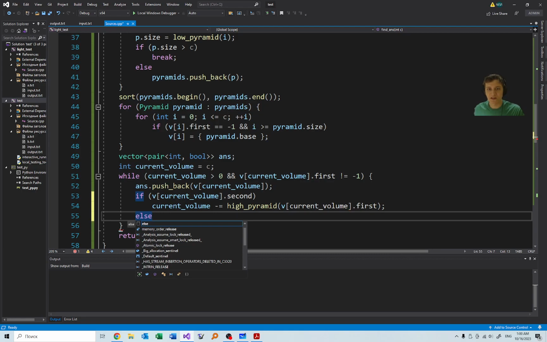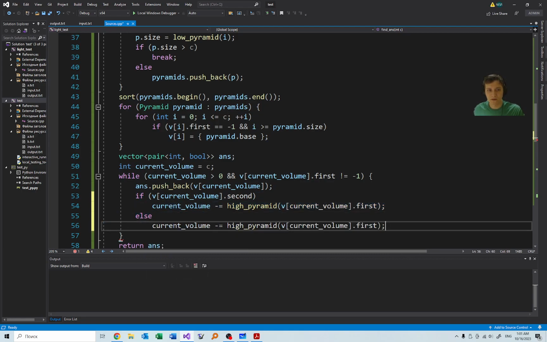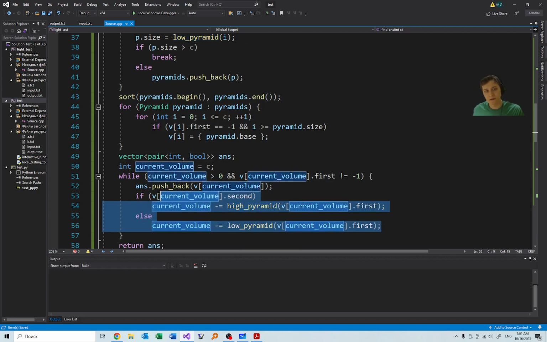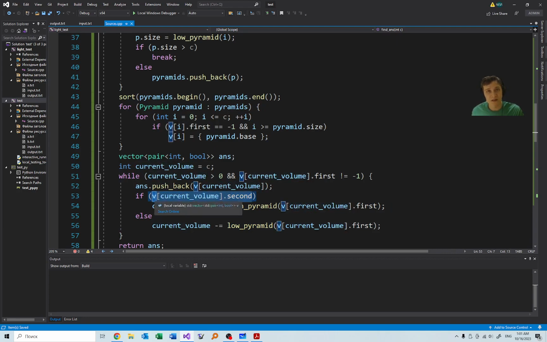Otherwise, we need to subtract low pyramid. But I don't like this way, because this is not how programming works. You better create a useful function. Do we see that we need some useful function here? Yes, we would like, based on this boolean, find the volume of the pyramid without any ifs.